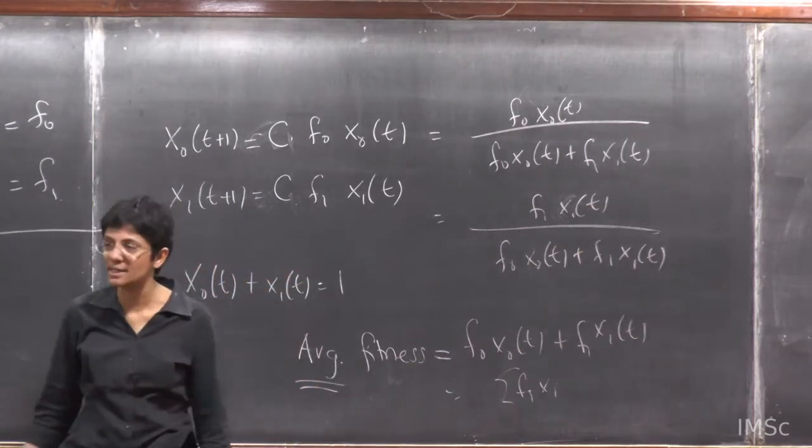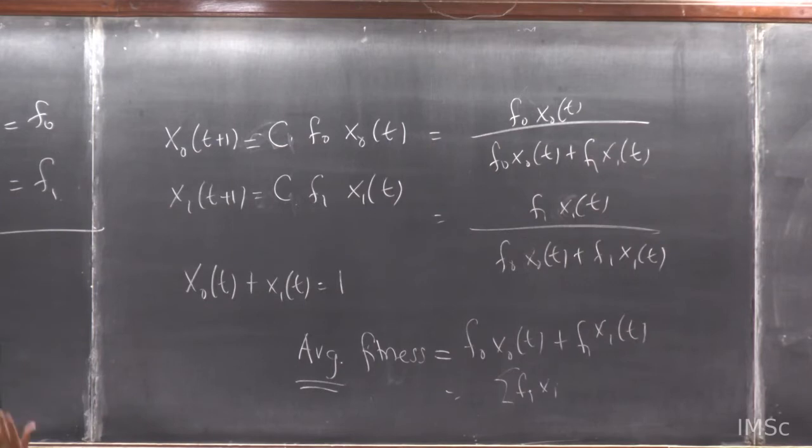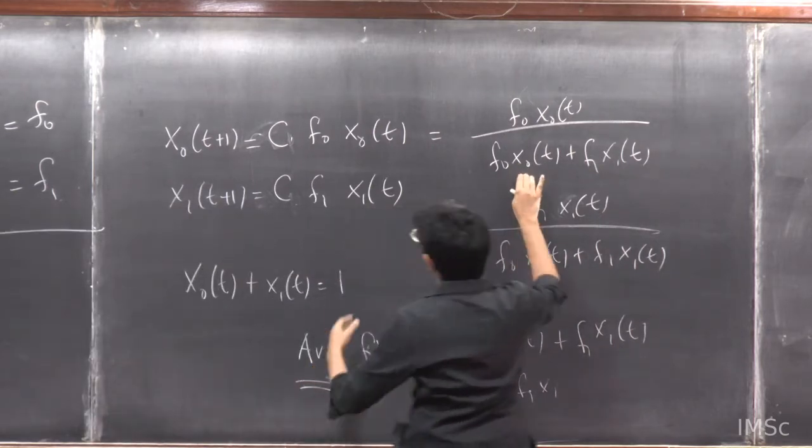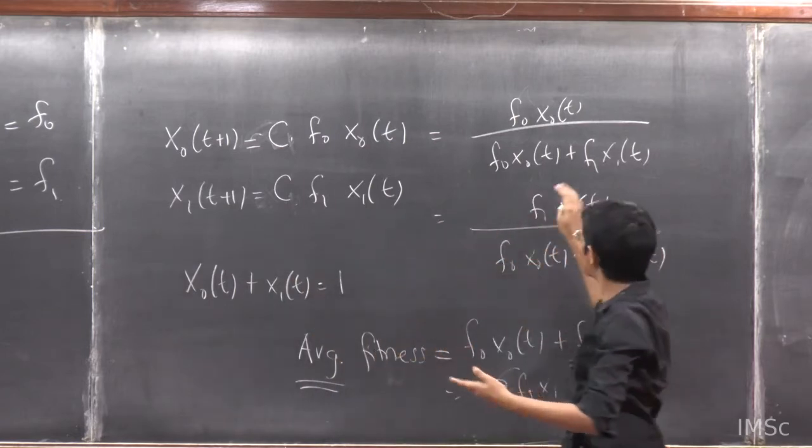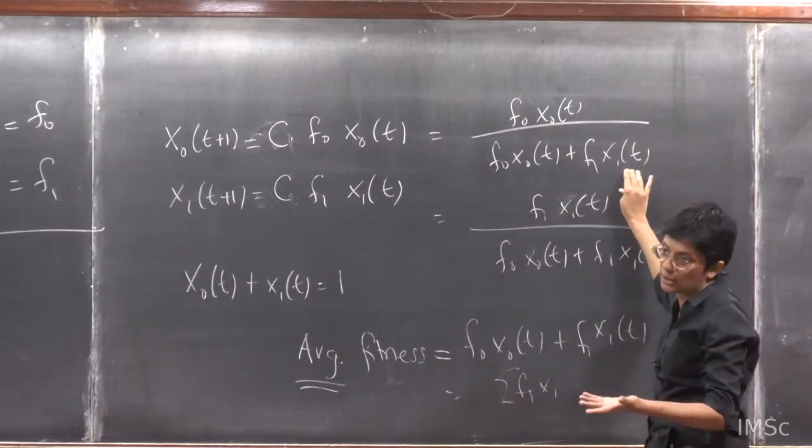This proportionality constant has a meaning. It is the average fitness of the population. So if you write this down in discrete time, this is a non-linear equation, because you have an x naught here and an x naught here, and x1 is equal to 1 minus x naught. So it's a non-linear equation.